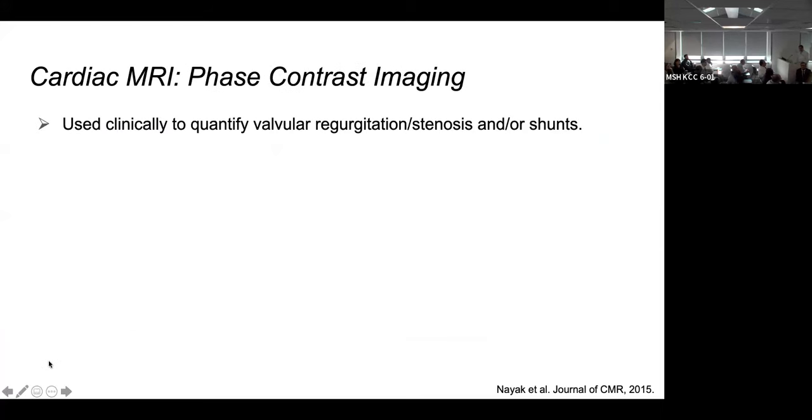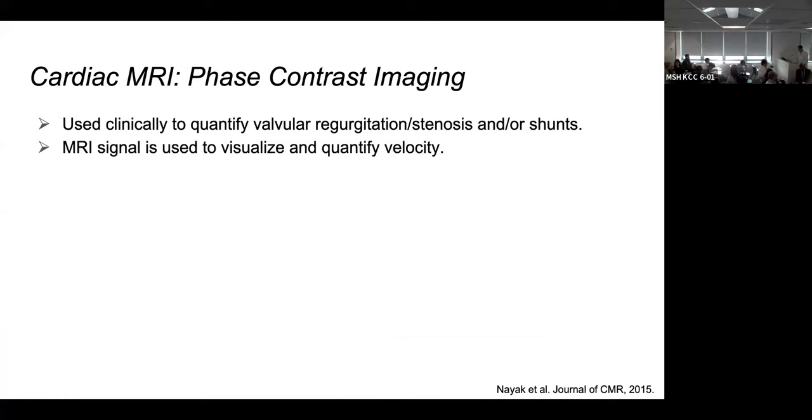So I just wanted to talk a little bit about phase contrast imaging. What is this special thing that we do to look for these shunts and things like that? Well, we could also use it, and we do use it very frequently, to quantify valvular regurgitation, less so stenosis, and definitely importantly shunts that we did in this case.